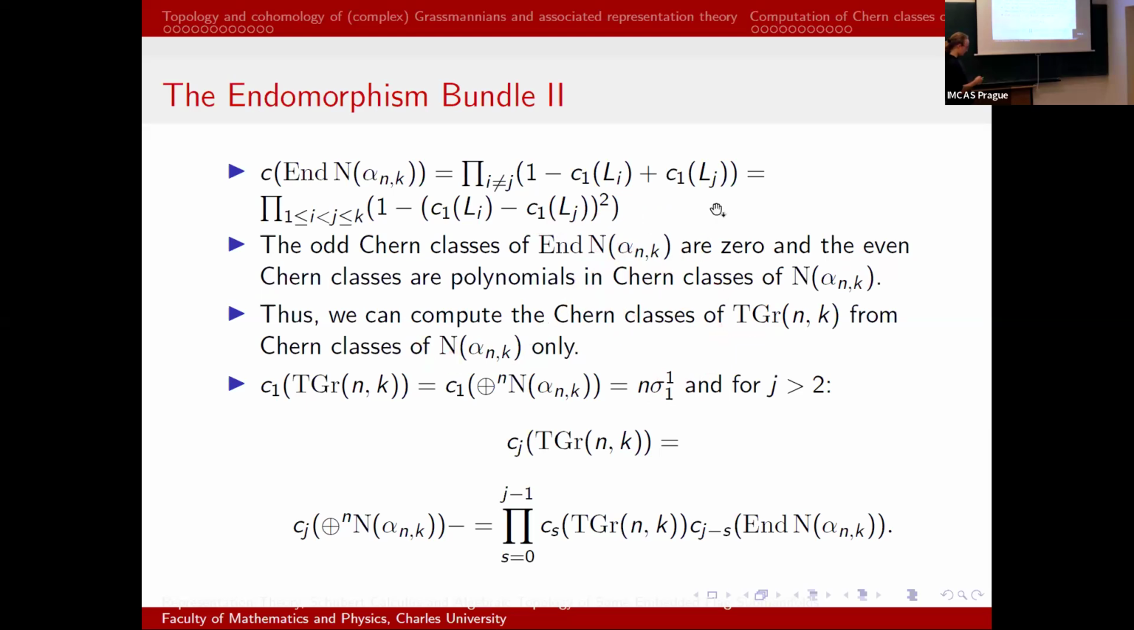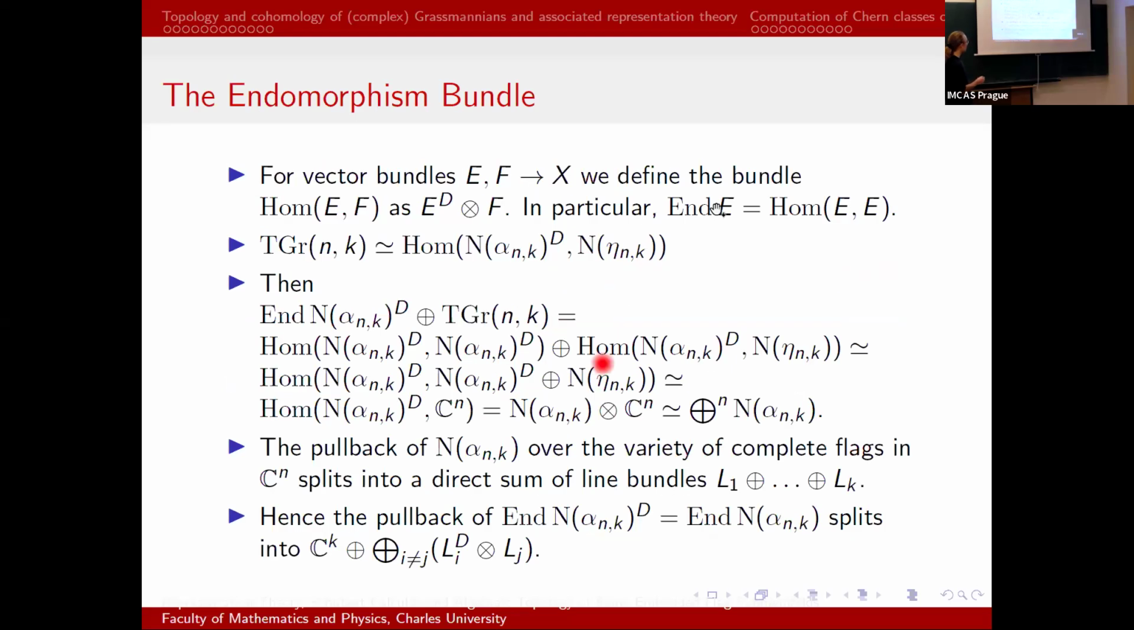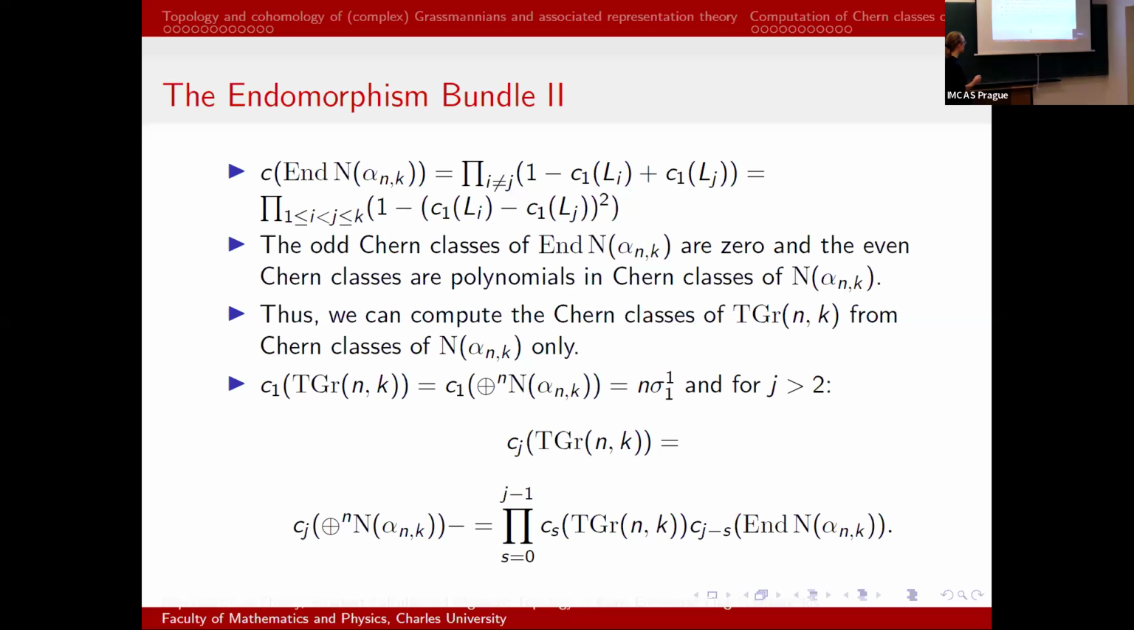And hence, from this splitting, so we have this direct sum, we know the Chern classes of this, we can compute them with the Pieri formula. We know also the Chern classes of this endomorphism bundle, and then using the Whitney product formula, we can also compute the Chern classes of the tangent bundle using this formula.